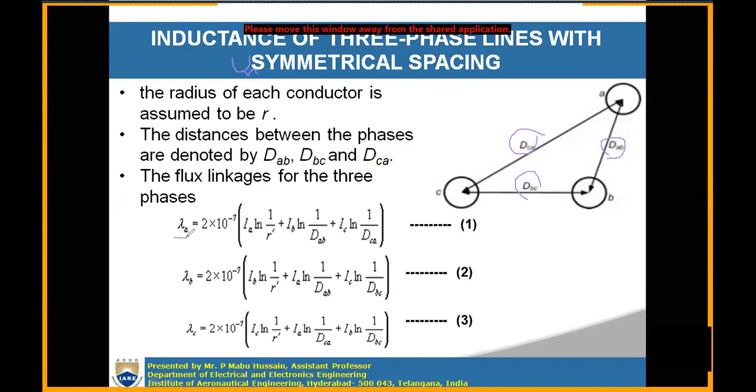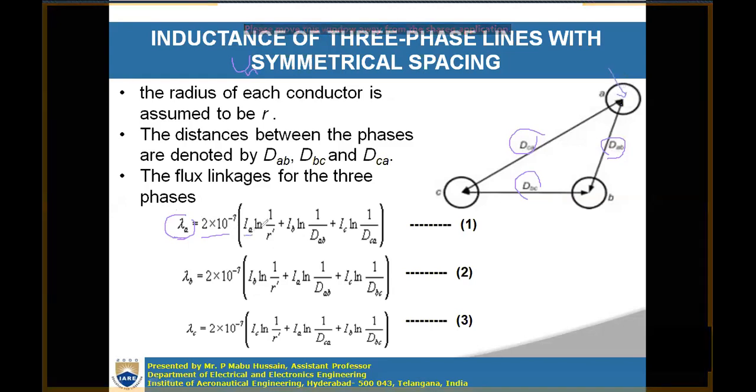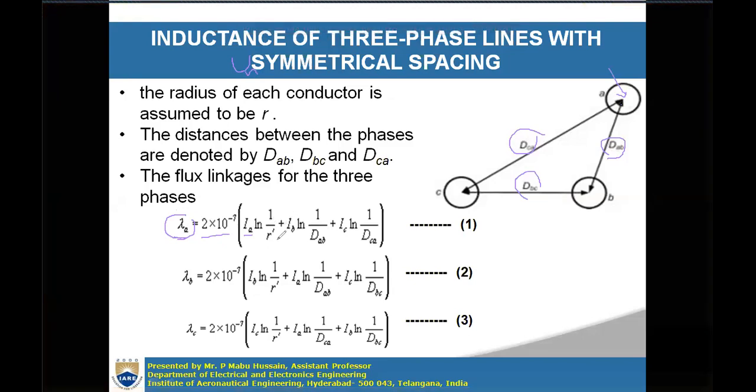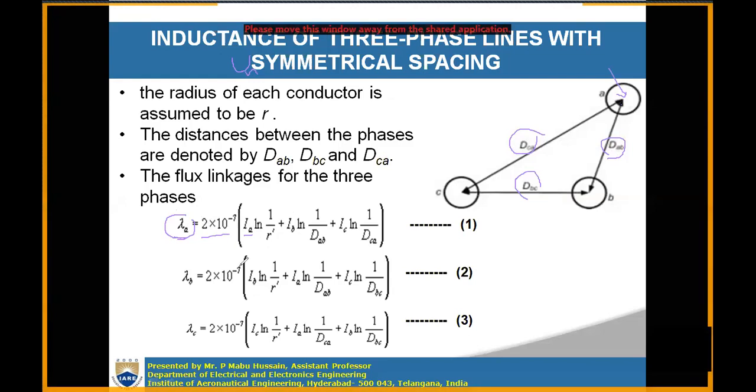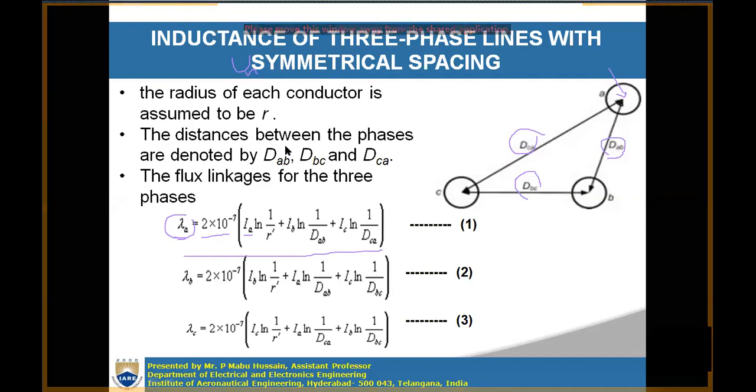So now here I am writing directly. The total flux linkages of conductor A can be written as 2 into 10 power minus 7, due to current flowing through this conductor IA, that IA ln 1 by R dash you have to take. Okay. So you know the generalized expression for flux linkages of one conductor in a group of conductors. So that equation you can directly take here. Okay. Or you can derive it like previously, right? In the previous case for the symmetrical spacing line, we considered a point P, and then we derived the flux linkages expression for conductor A, right? Here I am writing directly.